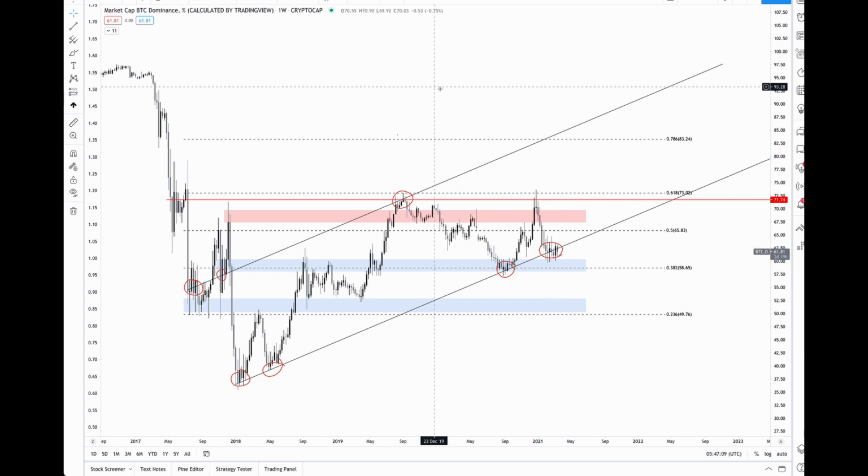There are other zones in areas of resistance and support that we can identify, such as this support level here marked in blue, and then the other fib retracement zones that also act as strong support and resistance. As you can see, it's been testing the 0.382 support and the 0.618 resistance over here. So identifying this allows us to understand when Bitcoin is going to move sideways and provide room for alts to grow.